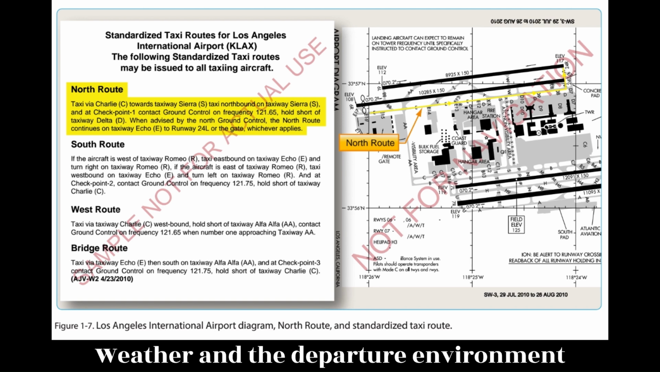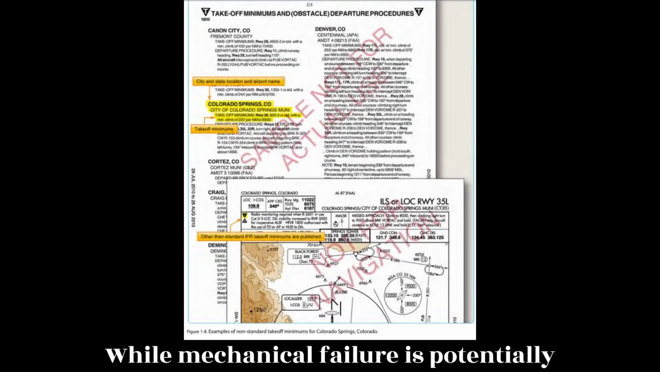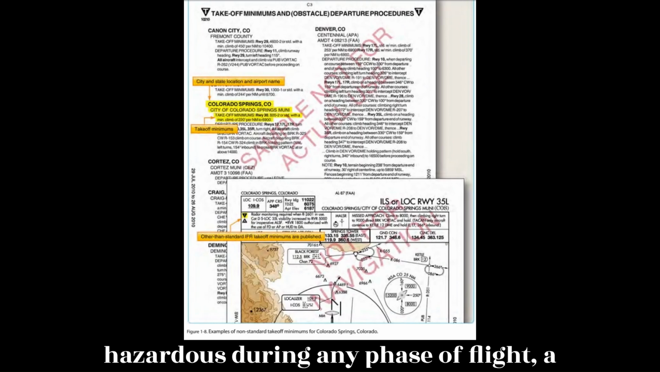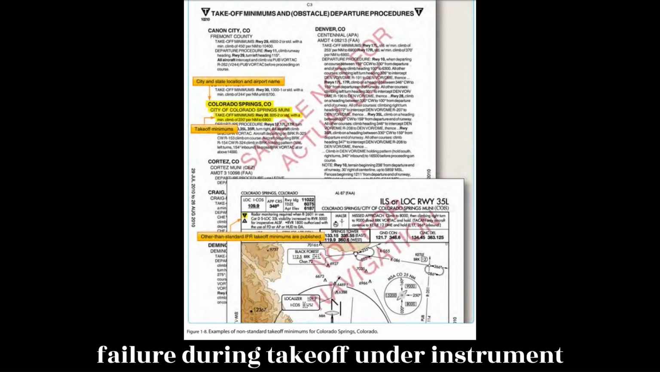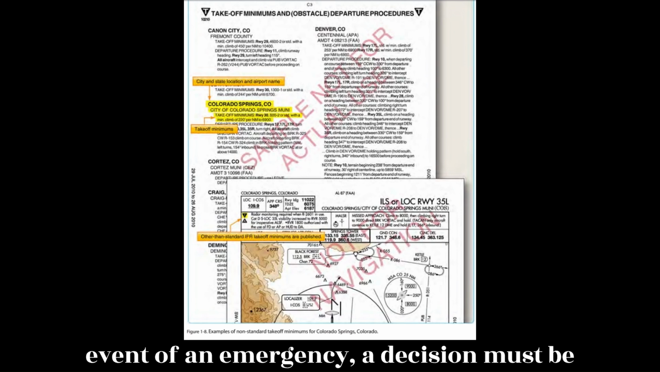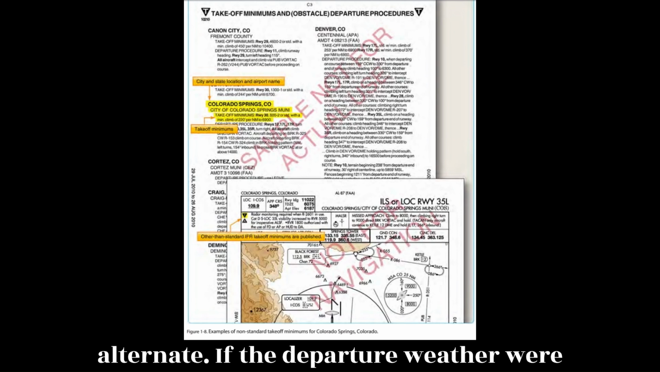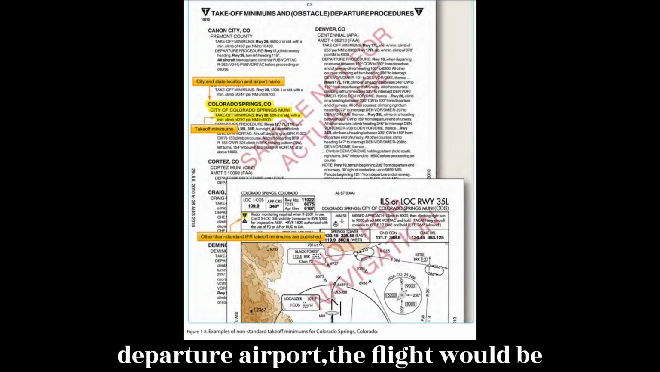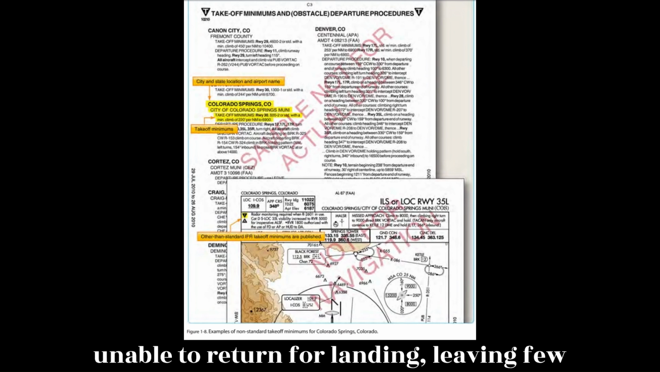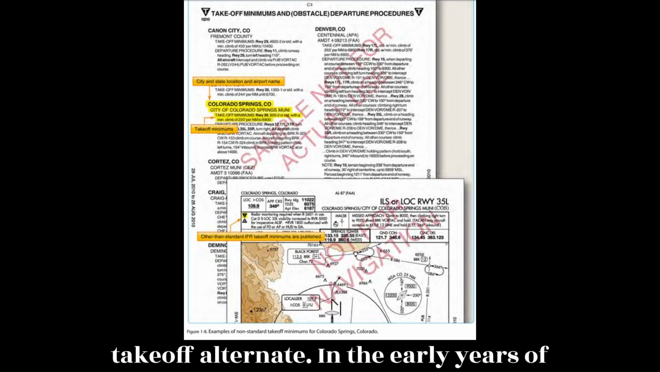Weather and the departure environment: takeoff minimums. While mechanical failure is potentially hazardous during any phase of flight, a failure during takeoff under instrument conditions is extremely critical. In the event of an emergency, a decision must be made to either return to the departure airport or fly directly to a takeoff alternate. If the departure weather were below the landing minimums for the departure airport, the flight would be unable to return for landing, leaving few options and little time to reach a takeoff alternate.